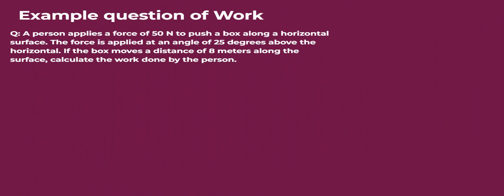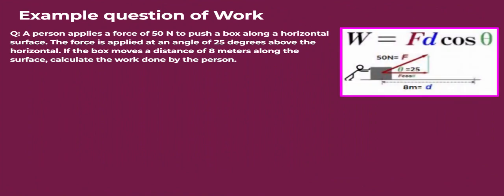A person applies a force of 50 newtons to push a box along a horizontal surface. The force is applied at an angle of 25 degrees above the horizontal. If the box moves a distance of 8 meters along the surface, calculate the work done by the person.